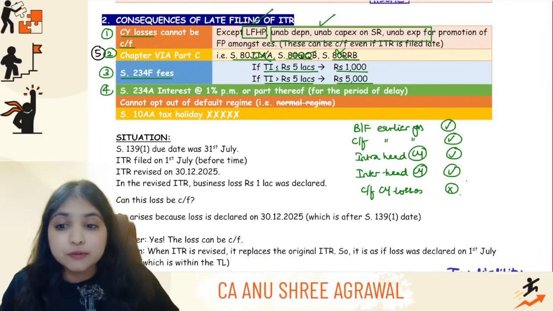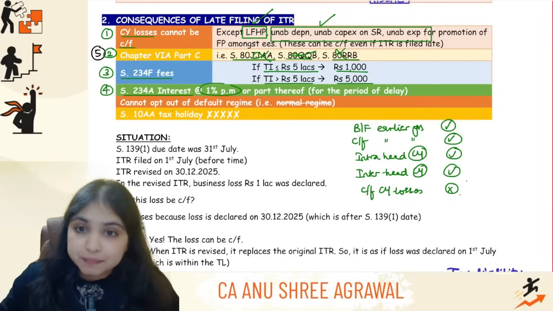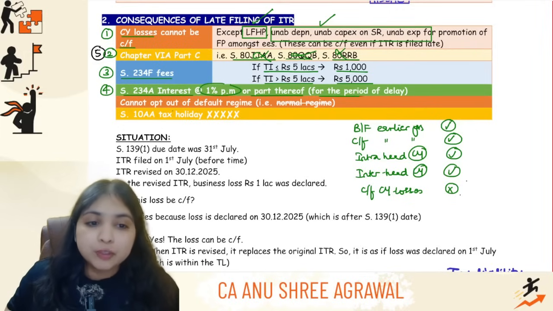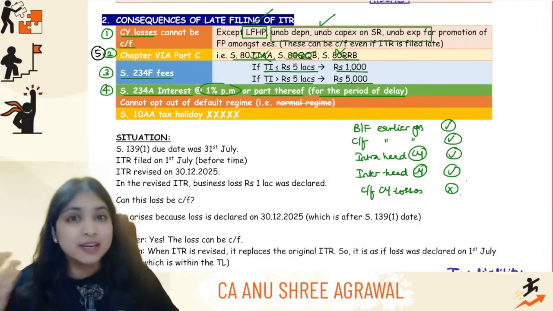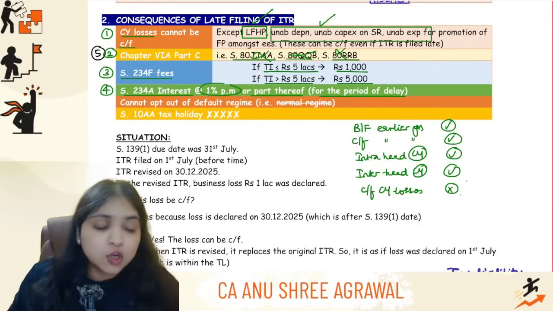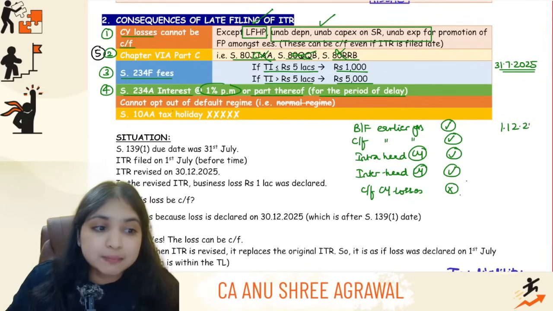Then point number 4, if you file your ITR late, you will also have to pay 234A interest at the rate of 1% per month or part thereof for the period of the delay. 234A interest 1% per month or part thereof. Like for example, let's say you were supposed to file the ITR on 31st July 2025. This was your due date to file the ITR. But you filed the ITR on 1st December 2025.